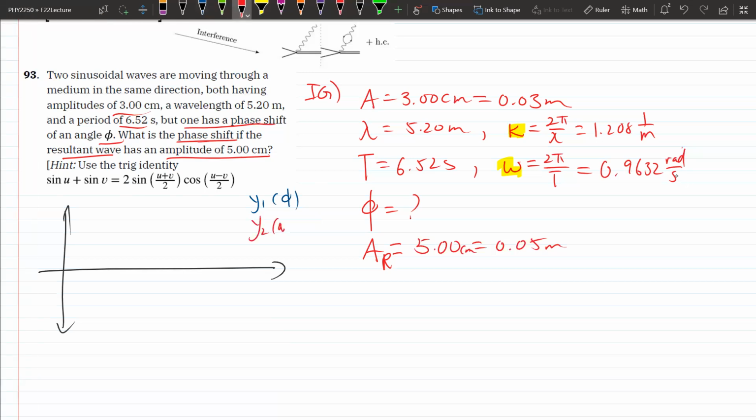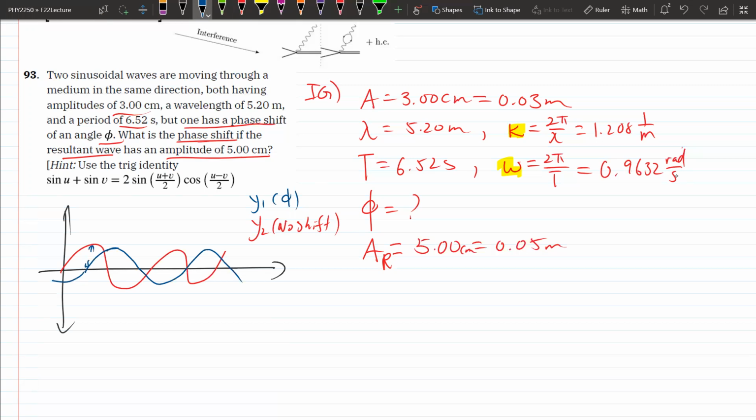Y2, no shift. So I'm going to do wave 2 first, right? Because no shift is just a regular sine wave. Okay. With the shift, there's some shift here. I'm going to start here, even though I don't know what this number is.